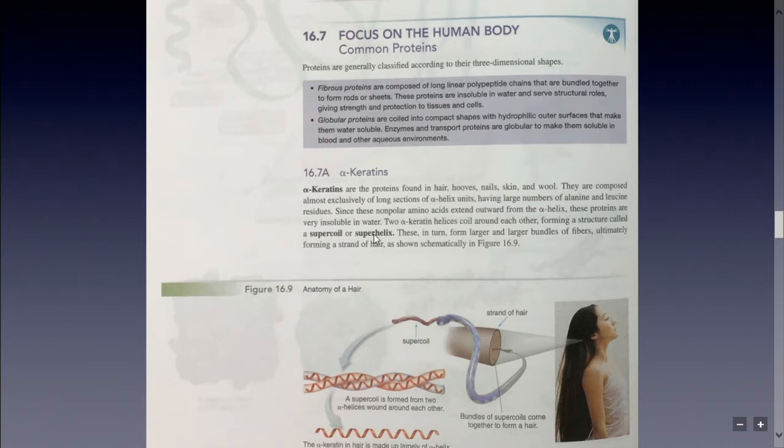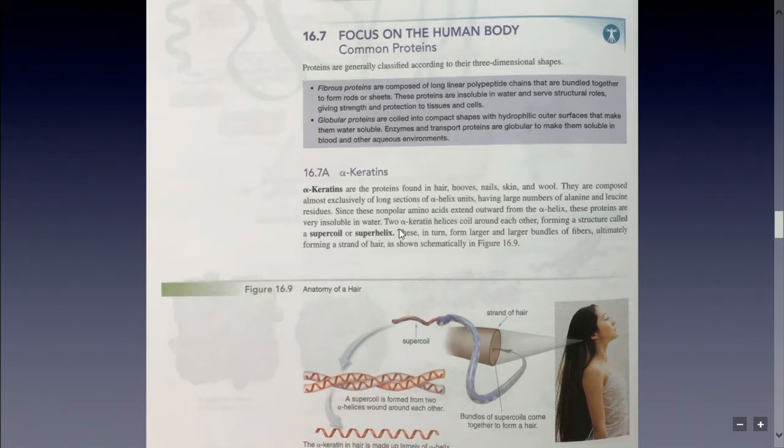And so they're composed of almost exclusively long sections of alpha helix units having large numbers of, here they are, alanine and leucine residues. Now, alanine and leucine are very nonpolar amino acids, and they're going to be sticking outward from the helix, meaning that whole helix in itself is going to be nonpolar. And so it's going to be very insoluble in water. Insoluble in water means it won't dissolve in water, right? It's almost like oil and water. They don't mix. Neither will these substances.